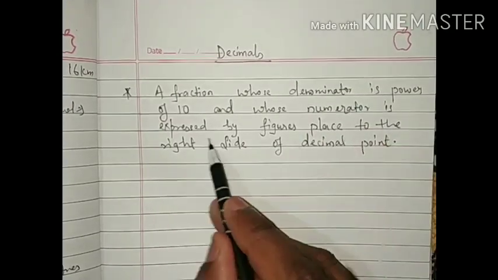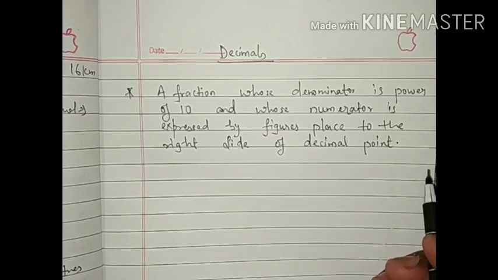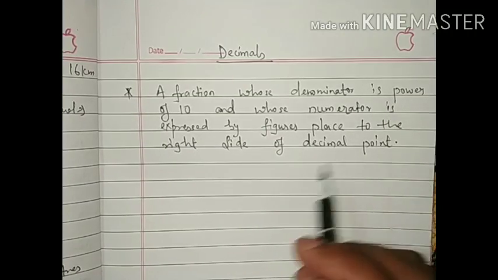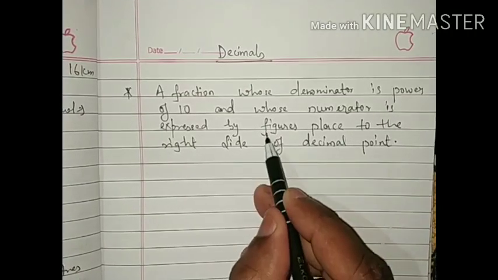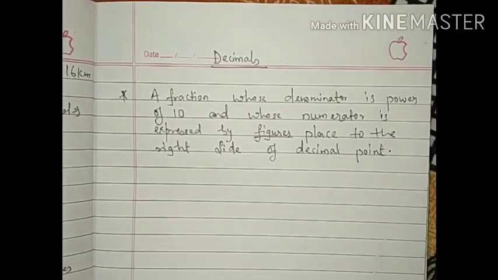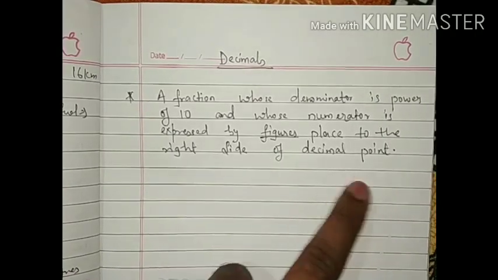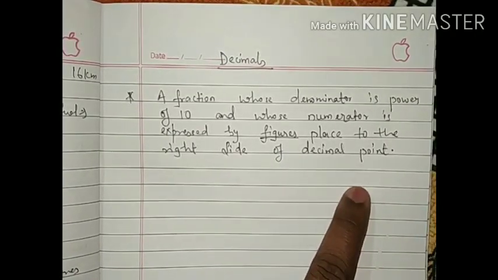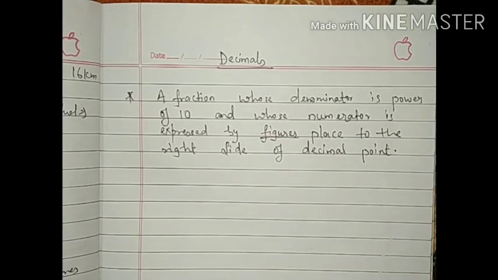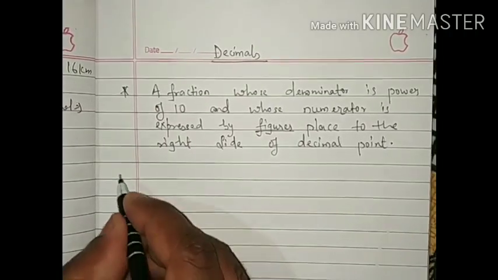And whose numerator is expressed by figures that can be of any number, as we have studied the whole numbers which start with 0 and end at infinity. So in here, if we are talking about figures, this means that we will start with a natural number. The numerator can be any natural number placed to the right side of the decimal point. We will learn more about it in the upcoming minutes.